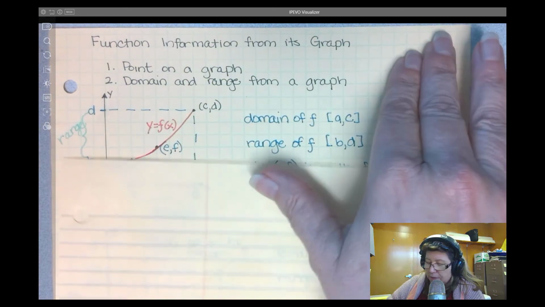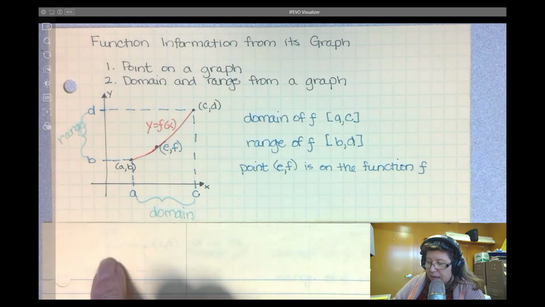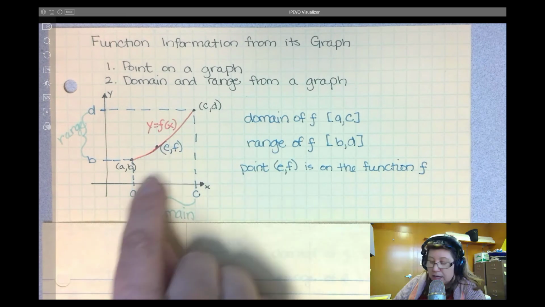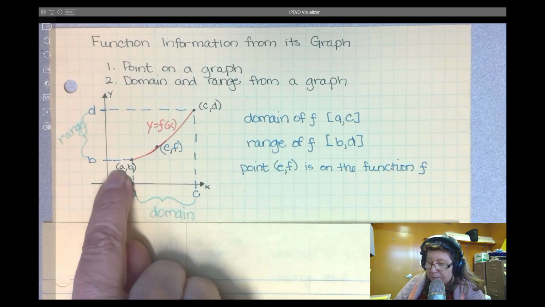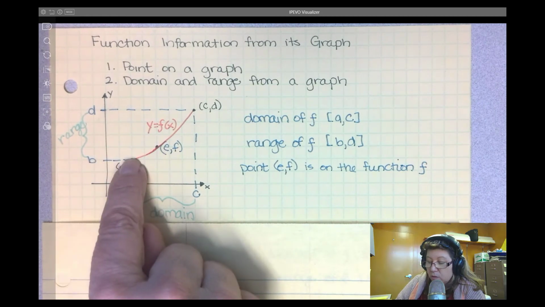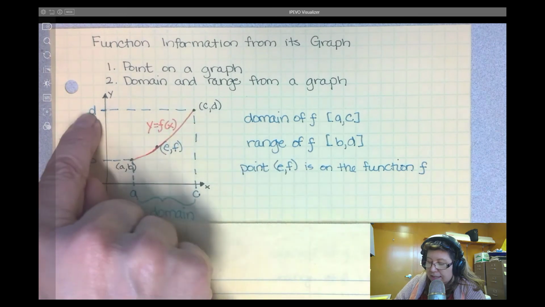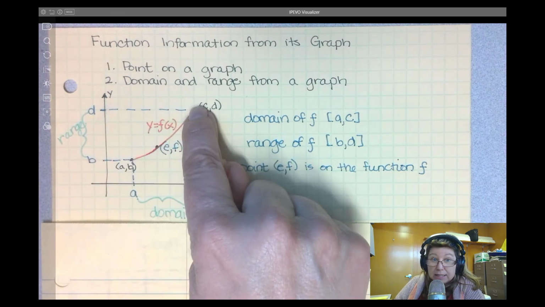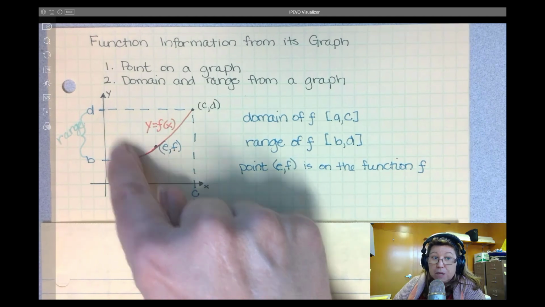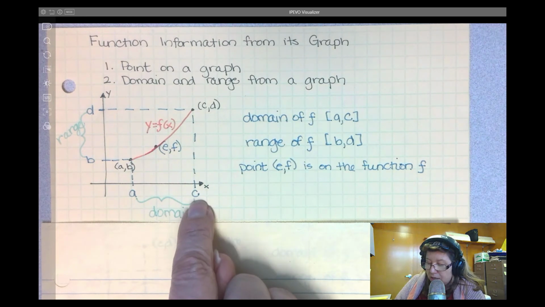So let's take a peek here. I've got this graph right here, and my function is the red portion. It starts at point (A, B), so A on the x and B on the y, and it goes up to (C, D), so C on the x and D on the y, and it ends. Okay, so from A to C on the x, B to D on the y. The x values that it can be is our domain.